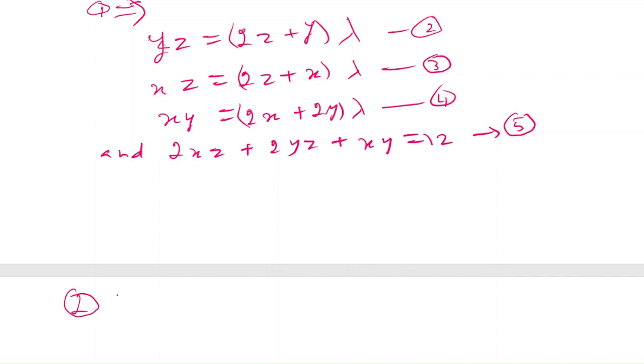I do it like this. Equation 2 into x. Multiply equation 2 both sides by x. So we get left hand side xyz, because already we have yz. So xyz is equal to lambda into x multiplied, so we get 2xz plus, already we have y there, so xy. Let it be number 6.